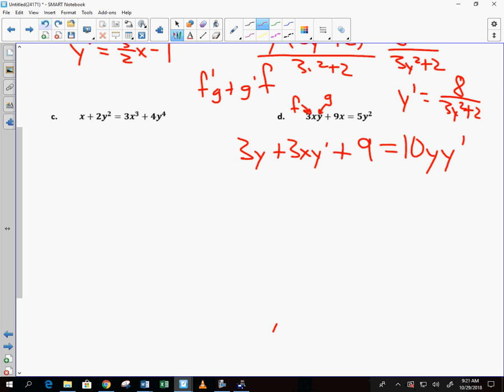Plus, derivative of 9x, 9, plus, whoop, sorry, no plus sign, equals 10y y prime. What do I do? What do I even do? Put all the y primes on one side. 3x y prime minus 10y y prime equals negative 9 minus 3y.